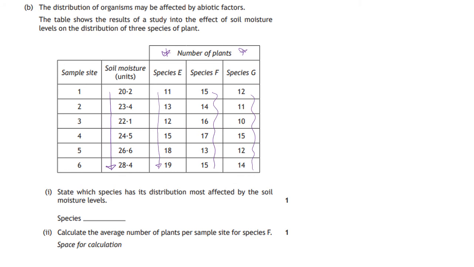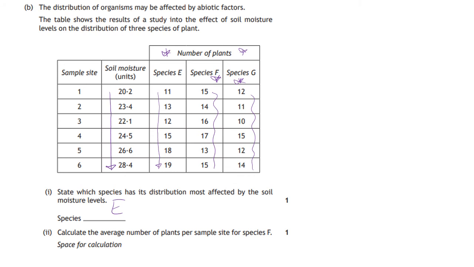State which species has its distribution most affected by the soil moisture. Well, species F and species G, do I really care? It's E. Where I've got less moisture, I've got less of species E. Where I've got more moisture, I've got more of species E.